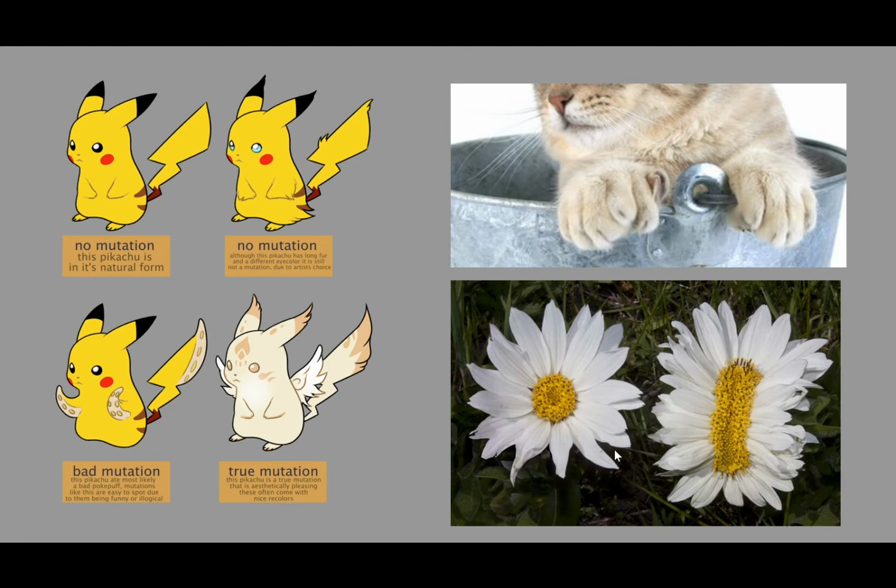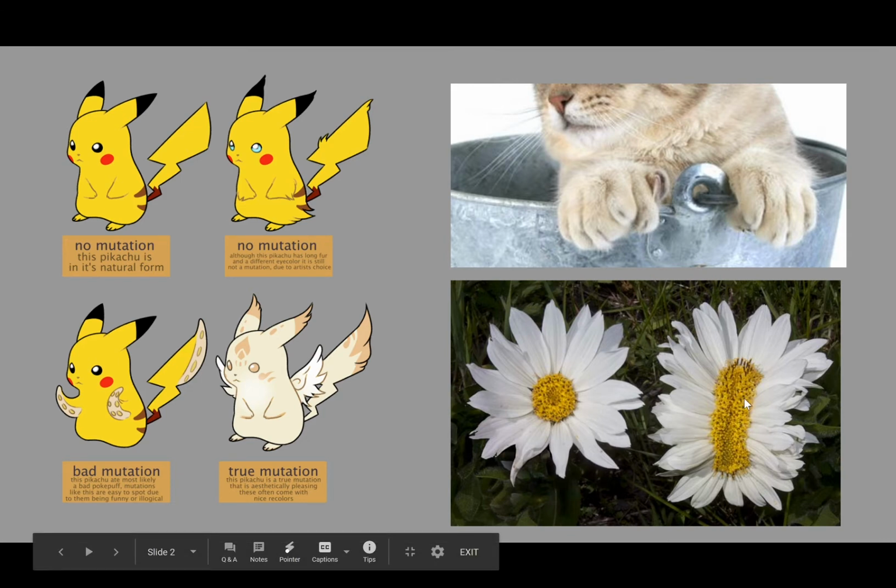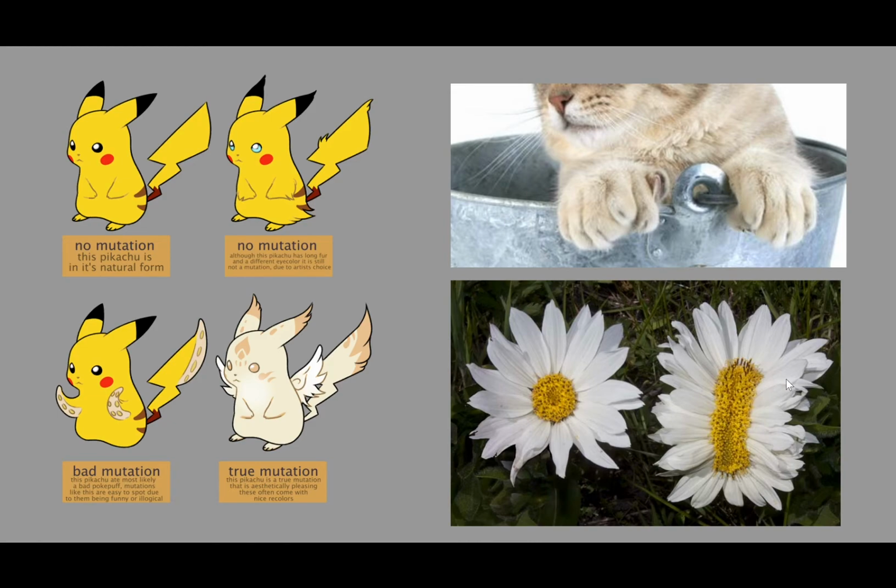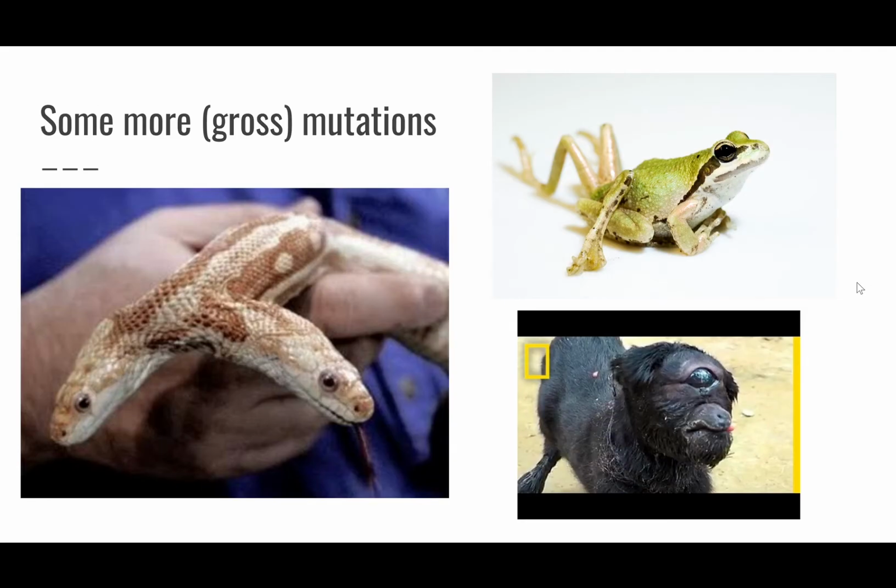And then here is a mutation that sometimes occurs in flowers where they have just overgrowth of petals, and then the center portion is also quite large. Here are some more mutations. These ones are maybe a little more gross. Again, the two-headedness occurs in snakes pretty frequently as well.